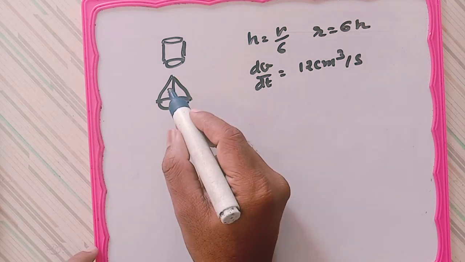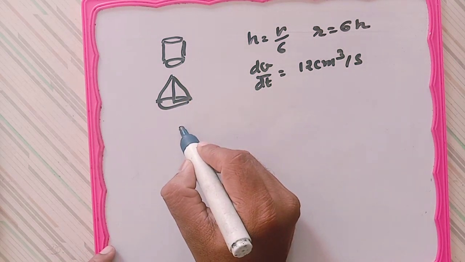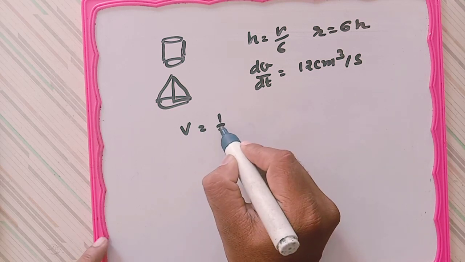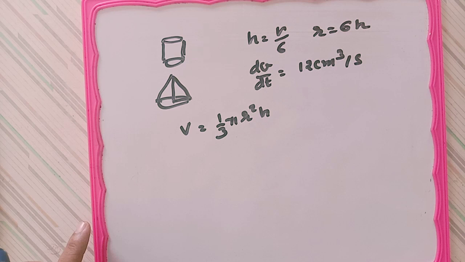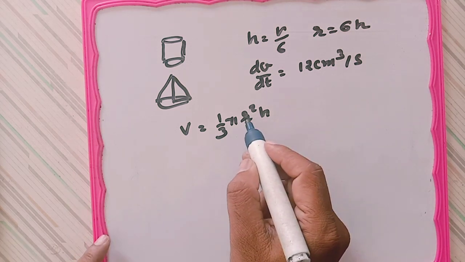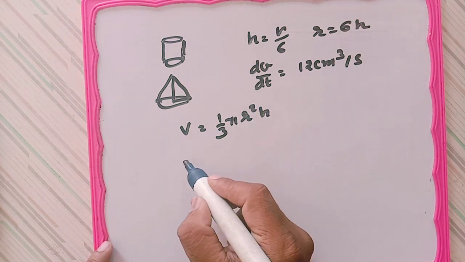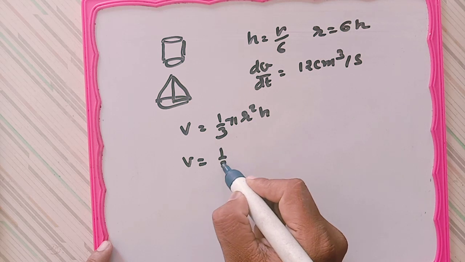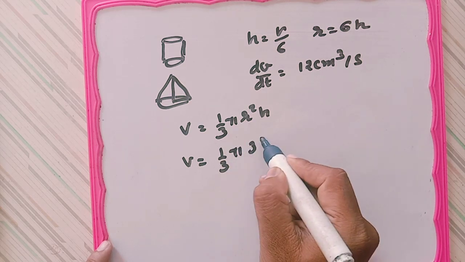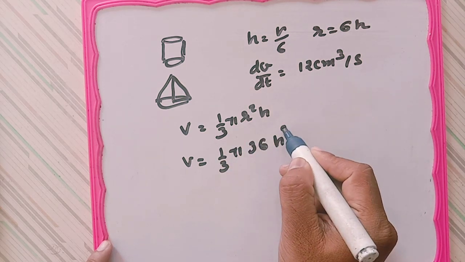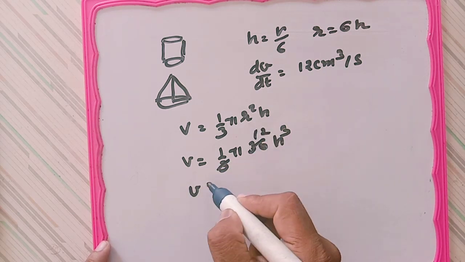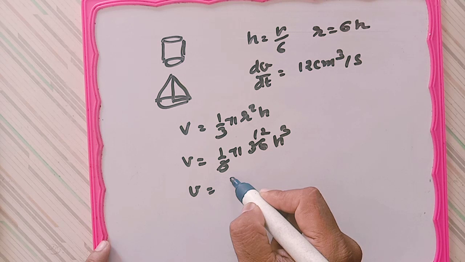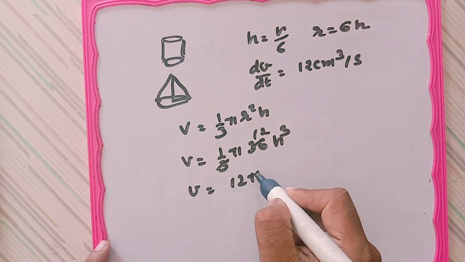So now here the volume of the cone we take V equals 1/3 pi r squared h, and so the r value we keep as 6h, then V equals 1/3 pi 36 h squared into h, which will be h cubed, and so 3 12s are 36, so V equals 12 pi h cubed.